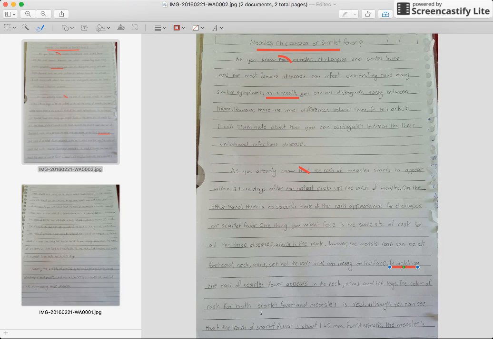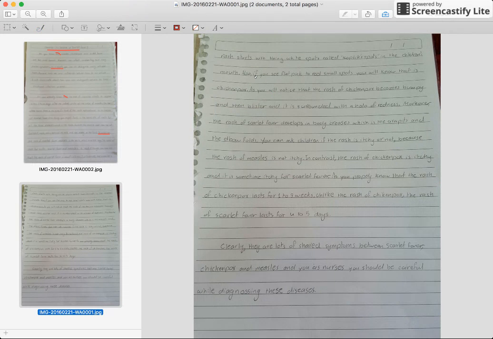The color of the rash for both scarlet fever and measles is red, although you can see that the rash of scarlet fever is about 1.2. Furthermore, the measles rash starts with tiny white spots called Koplik spots in the children's mouth. Also, if you see flat pink to red spots, you will know that it is chickenpox. Okay, good. Okay, so now you've contrasted that quite well.